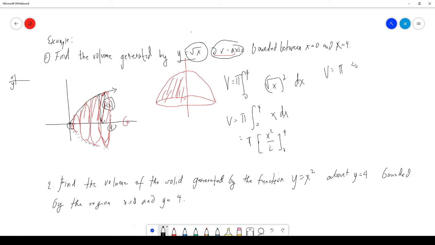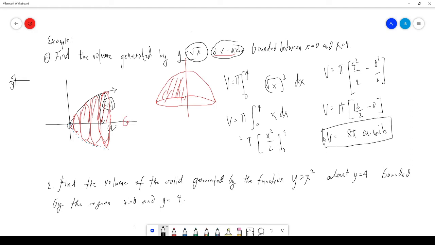Pi, so 4 squared over 2 minus 0 squared over 2, so that's obviously 0. So pi 16 over 2 minus 0. So 16 over 2 is 8. Therefore, you have 8 pi cubic units. This is your final answer. So therefore, the volume of this shaded region here is 8 pi cubic units.